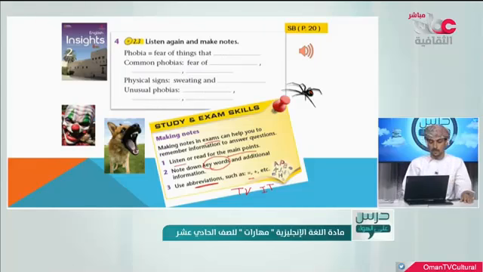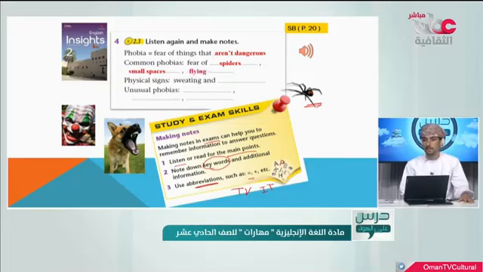Okay, I think you now know the answer. So, can you guess what is the completion for the first line? Phobia, fear of things that aren't dangerous, okay? Second thing here, common phobias. There is fear of what? You can see the picture here. Fear of spiders. What else? Fear of small spaces, for example, elevator or the lift. And finally, we have fear of flying.